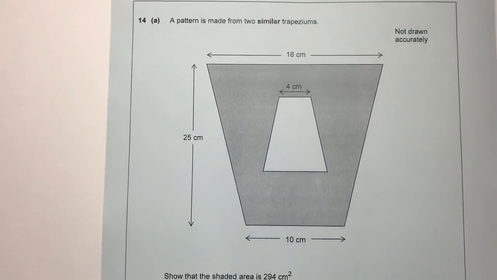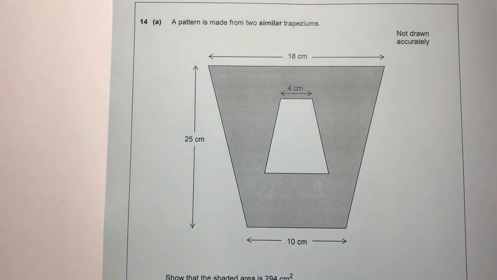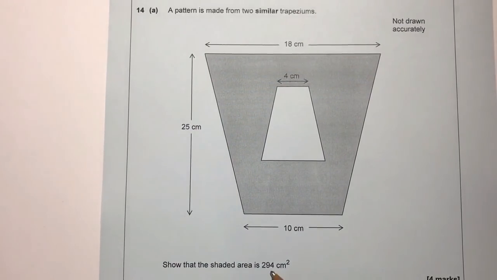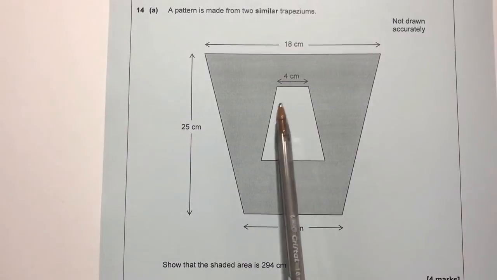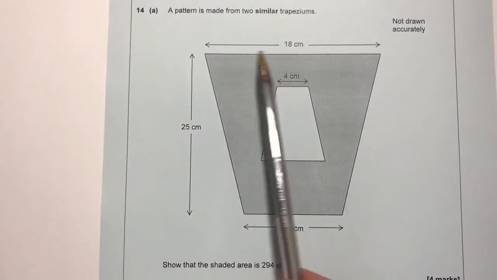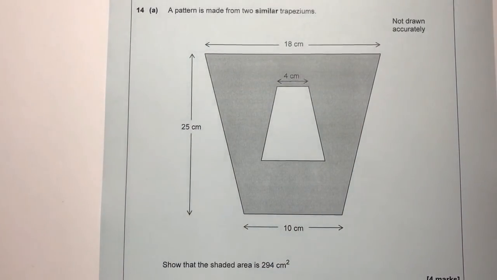Now, question number 14, you just need to really work through a little bit. It's made from two similar trapeziums. So what they mean by that is actually there is a linear relationship between the trapeziums. And they want you to show, the first question, show that the shaded area is equivalent to that. Okay, so what we mean is that if we take the area of the smaller trapezium away from the area of the larger trapezium, we're going to get 294 centimetres squared.